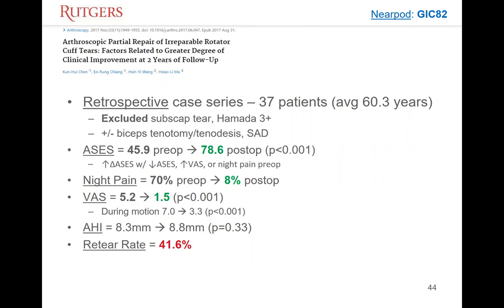Interestingly, all patients had a follow-up MRI at 6 months, and 41% of them had a larger defect at that time than was measured following repair intraoperatively. However, there was no difference in outcomes between those with an intact and failed repair. So overall, they found that they had good outcomes with a partial repair. However, the exclusion criteria of no subscap tears and no Hamada grade 3 or higher, as well as the retrospective design, make the generalizability of these outcomes limited.